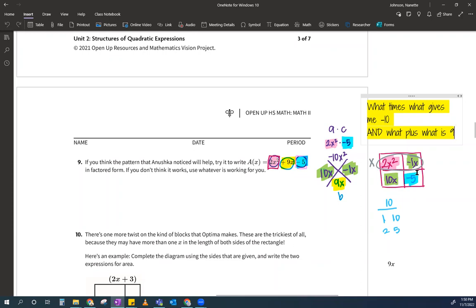Now, someone would say, Miss Johnson, how come you can't take an X squared out? Well, do you see an X squared here? And someone says, yeah, I see an X squared there.